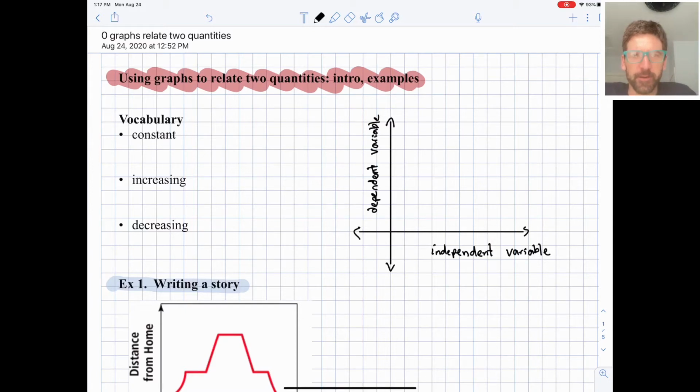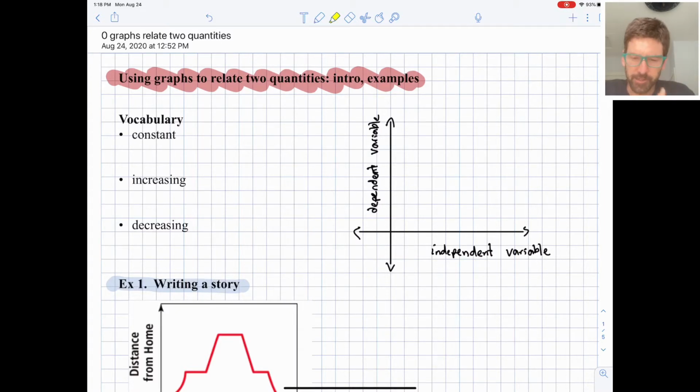All right, in this video, we're going to be starting our unit on functions in Algebra 1, and specifically, we will be looking at using graphs to relate to quantities. And we'll start off with an introduction and a couple solved examples in this video. All right, so it's a little bit of vocabulary first.